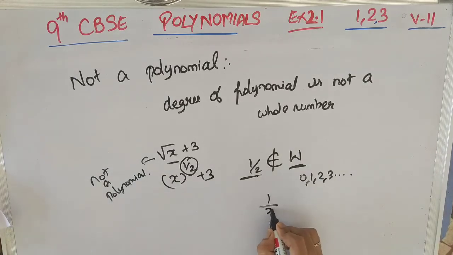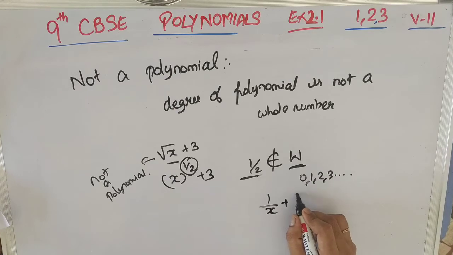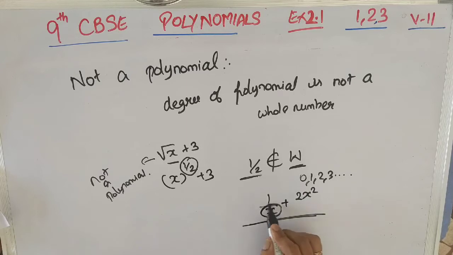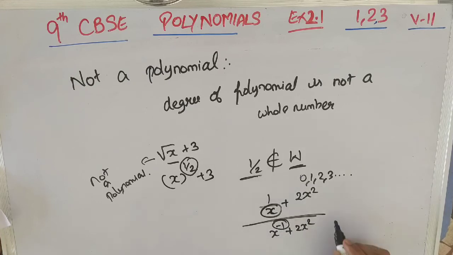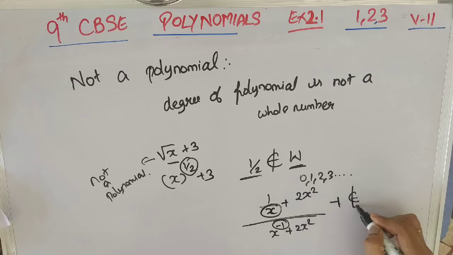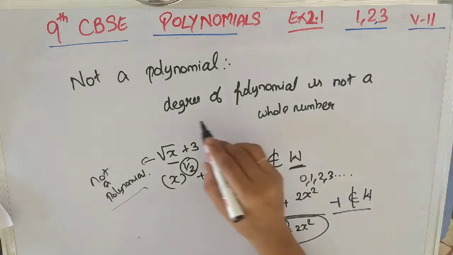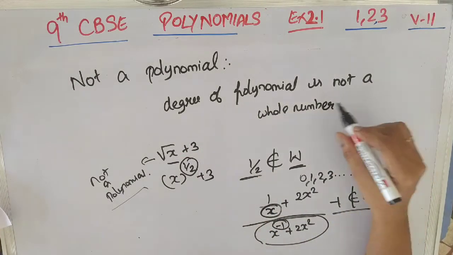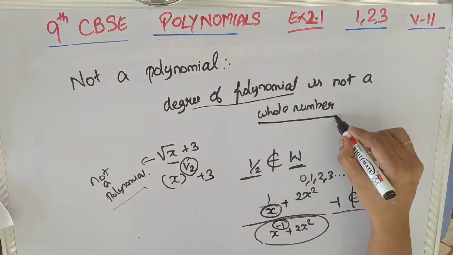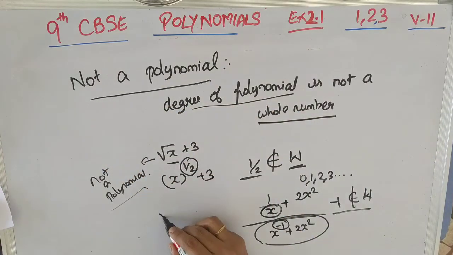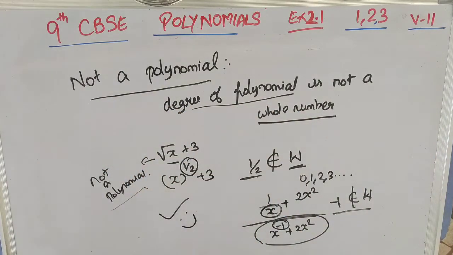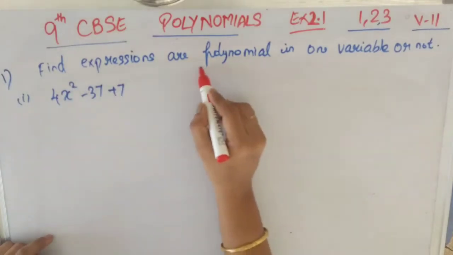Okay? Clear? In this case, 1 by x plus 2x squared. Here, what is the power of x? x's power is minus 1, isn't it? So, here the minus 1 is the power, which is not a whole number, right? Minus 1 is not a whole number. Therefore, this is considered as not a polynomial. If the degree of the polynomial is not a whole number, then it is not a polynomial. Clear? Okay. Now let's go to the exercise problems.